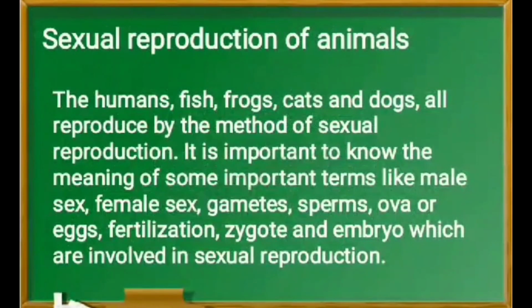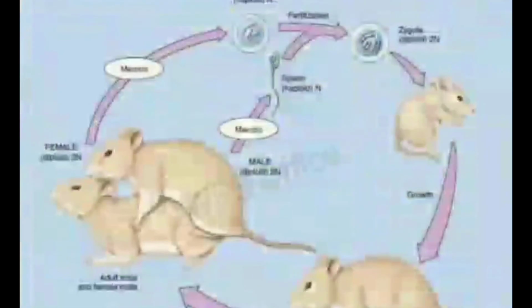Sexual reproduction in animals. Humans, fish, frogs, cats, and dogs all reproduce by the method of sexual reproduction. It is important to know the meaning of some important terms like male sex, female sex, gametes, sperms, ovae or eggs, fertilization, zygote, and embryo, which are involved in sexual reproduction.